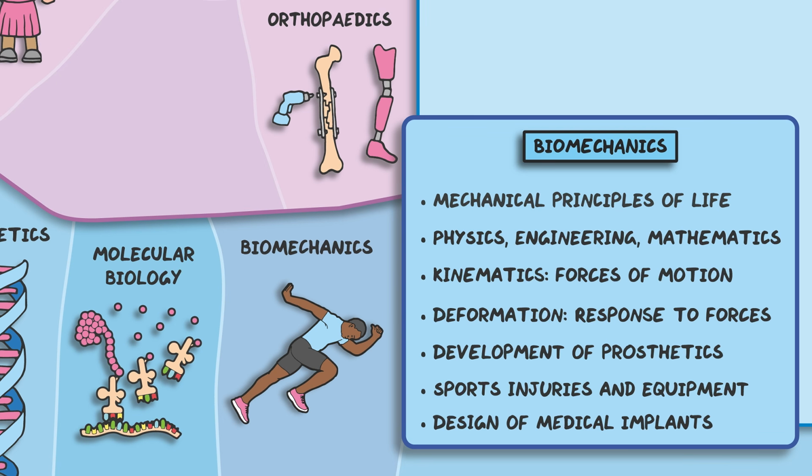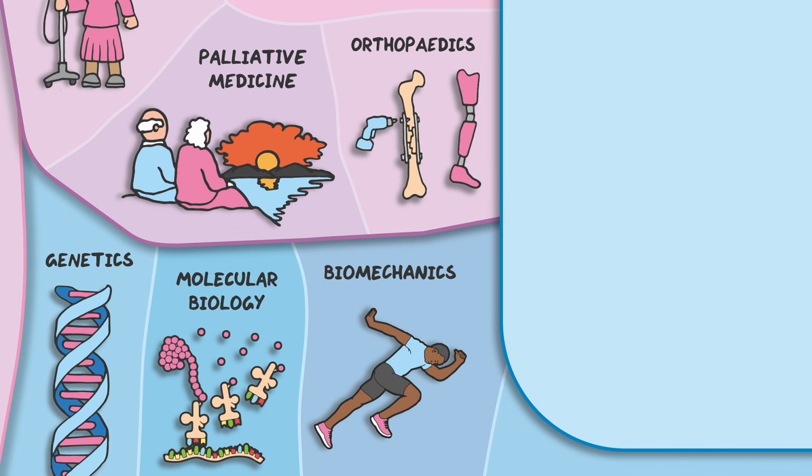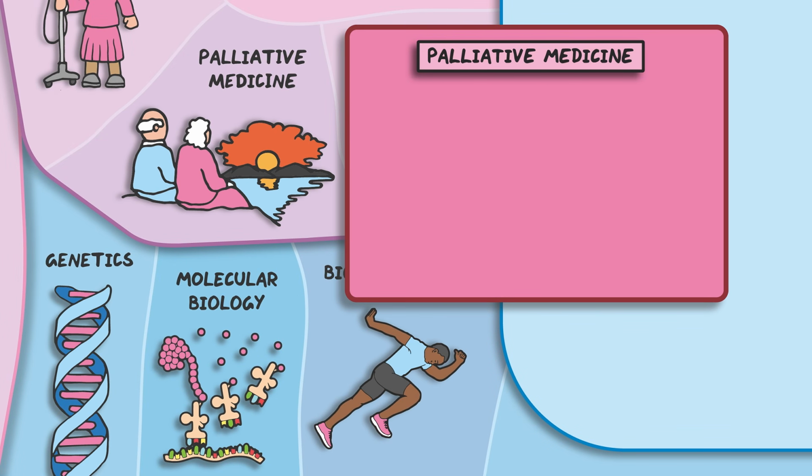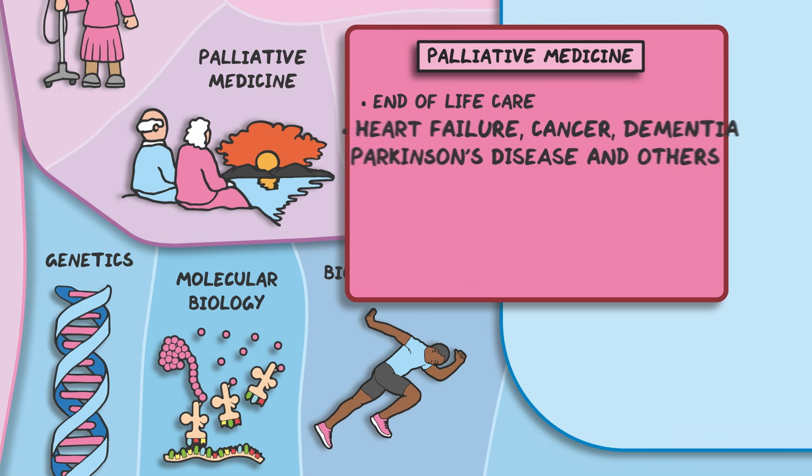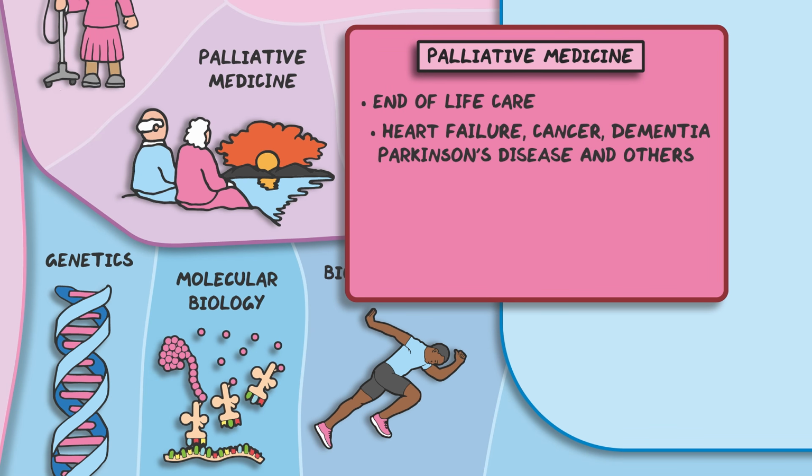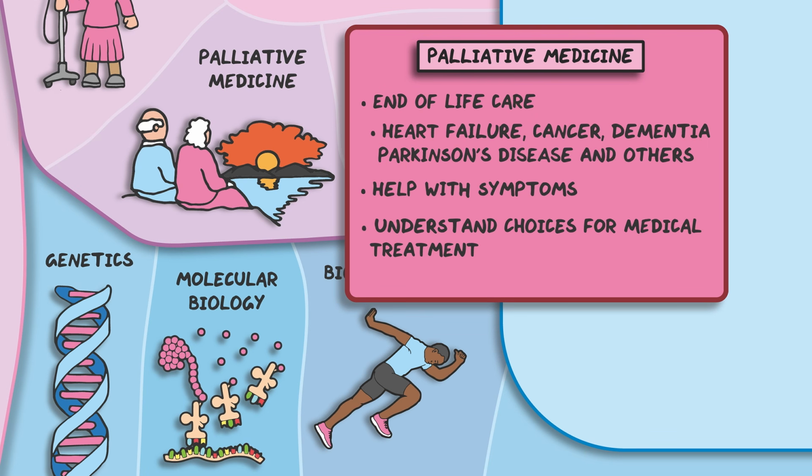And at the end of the areas of medical practice, we come to palliative medicine, which specialises in end-of-life care for people living with serious illnesses such as heart failure, cancer, dementia, Parkinson's disease, and many others. Palliative care aims to help with symptoms and help patients understand their choices for medical treatment, as well as supporting a person's quality of life for them and their family for the time they have left.